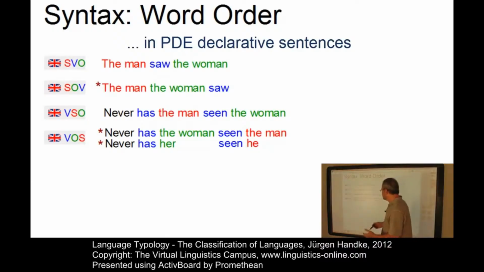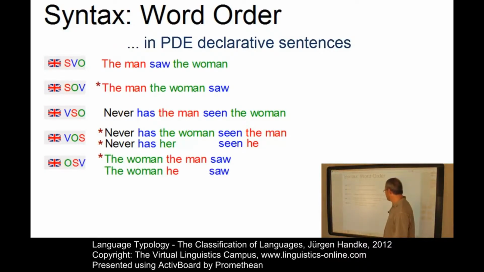Verb, object, subject is certainly impossible. Never has the woman seen the man. Well, superficially, it looks as if the first sentence, never has the woman seen the man, is possible. However, please note that the woman is the object and the man the subject. We can illustrate the impossibility of the sentence by replacing them with pronouns, and then you have never has her seen he, and that's, of course, totally out.